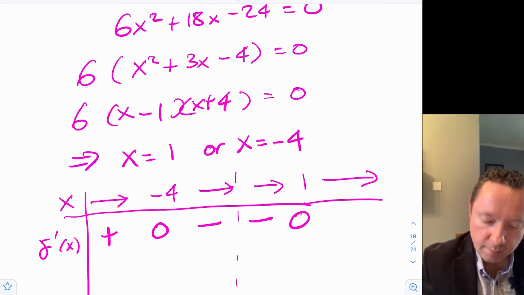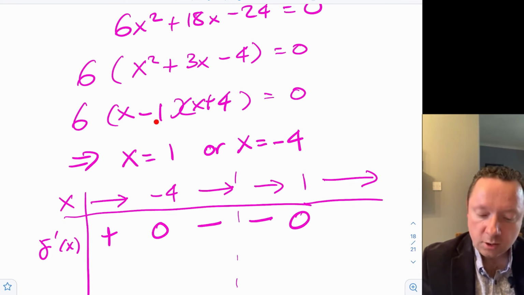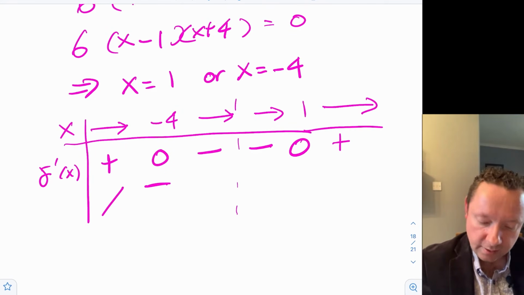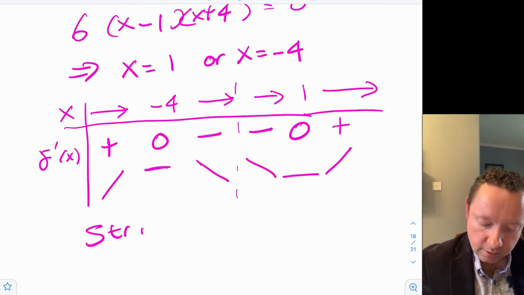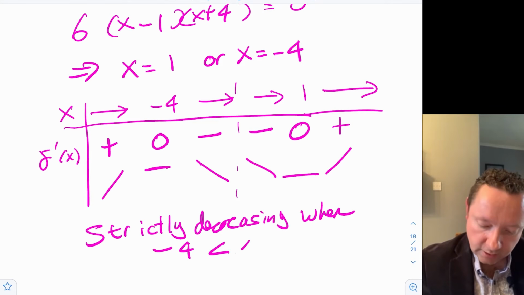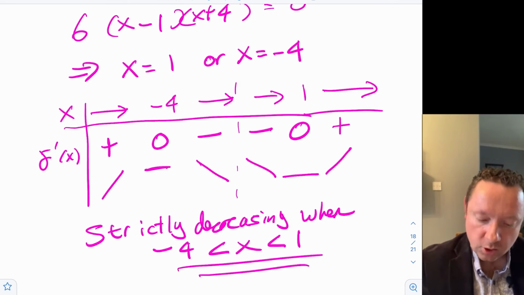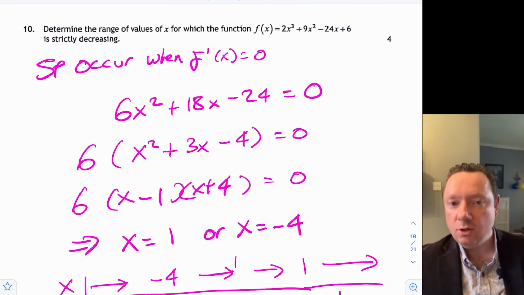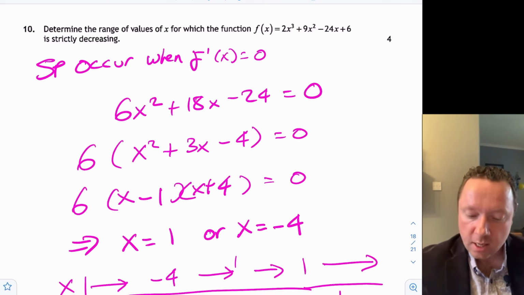It's 0 there. And then a positive number like 2. 2 minus 1 is 1. 2 plus 4 is 6. Positive times a positive is a positive. So it's increasing before minus 4. And then it's a turning point. And then it's decreasing. And then it's increasing. So we could say strictly decreasing when minus 4 is less than x is less than 1, in between those two numbers. And that works as well because the function is continuous. If it was discontinuous, you'd be a little bit knackered, but we know it's continuous.